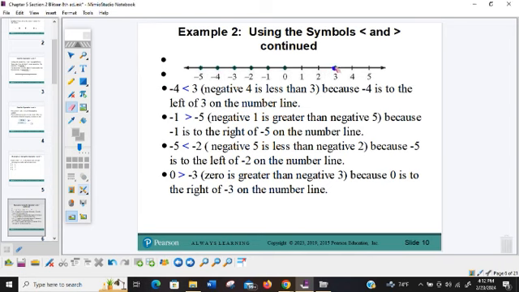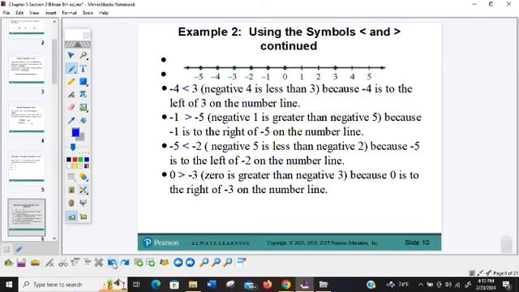Okay, let's look at the next one. The next one says -1, that's here, and -5. Okay, so you can see how -5 is on the left. The arrow has to point to the -5. That means -1 is greater than -5.